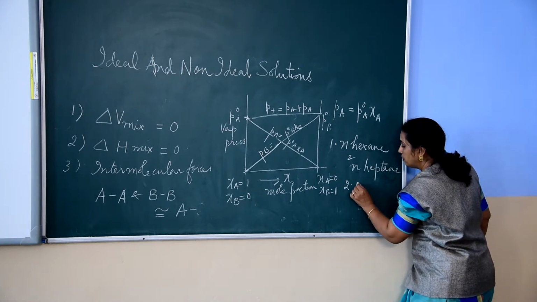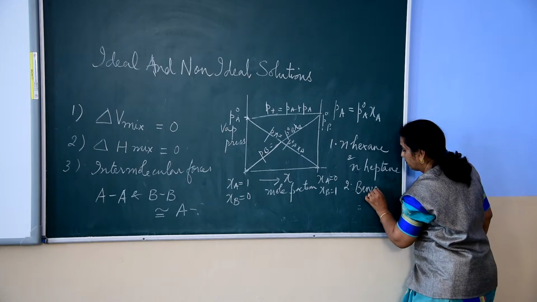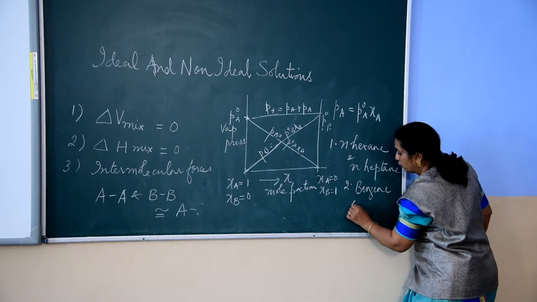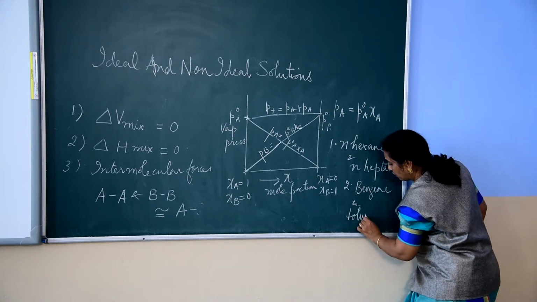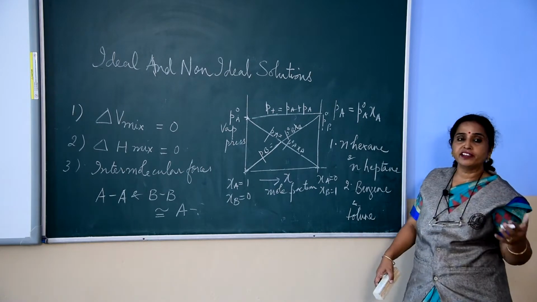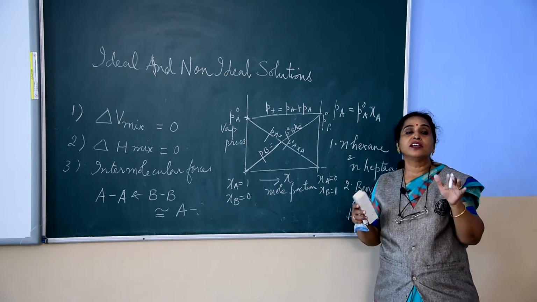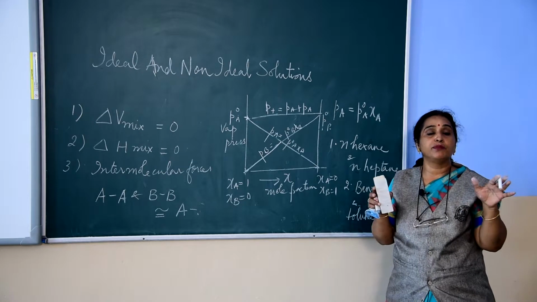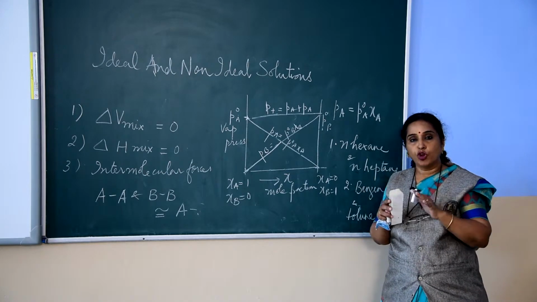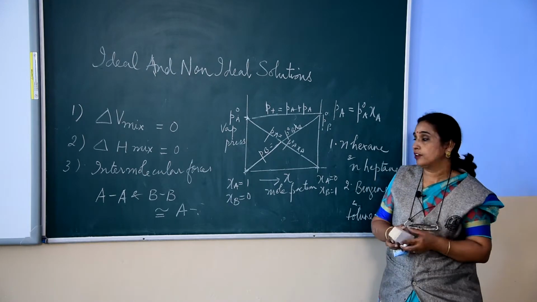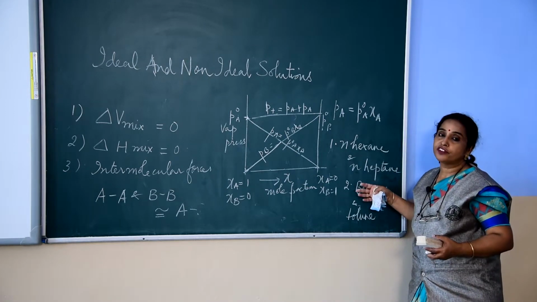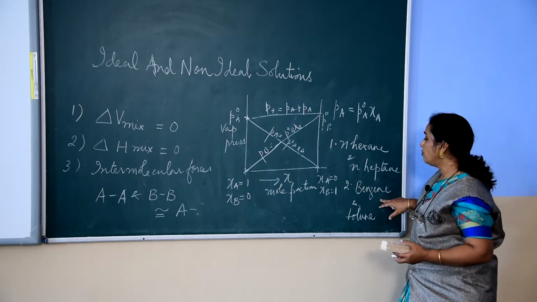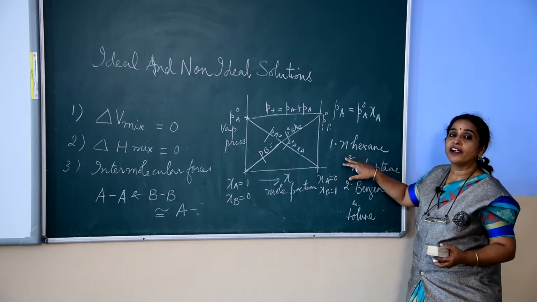Another example, benzene and toluene. So, we can consider many examples taking together their similar polarity, either they become same polar, non-polar or polar, and they should be almost of similar sizes. So, these are two main examples which show ideal behavior.